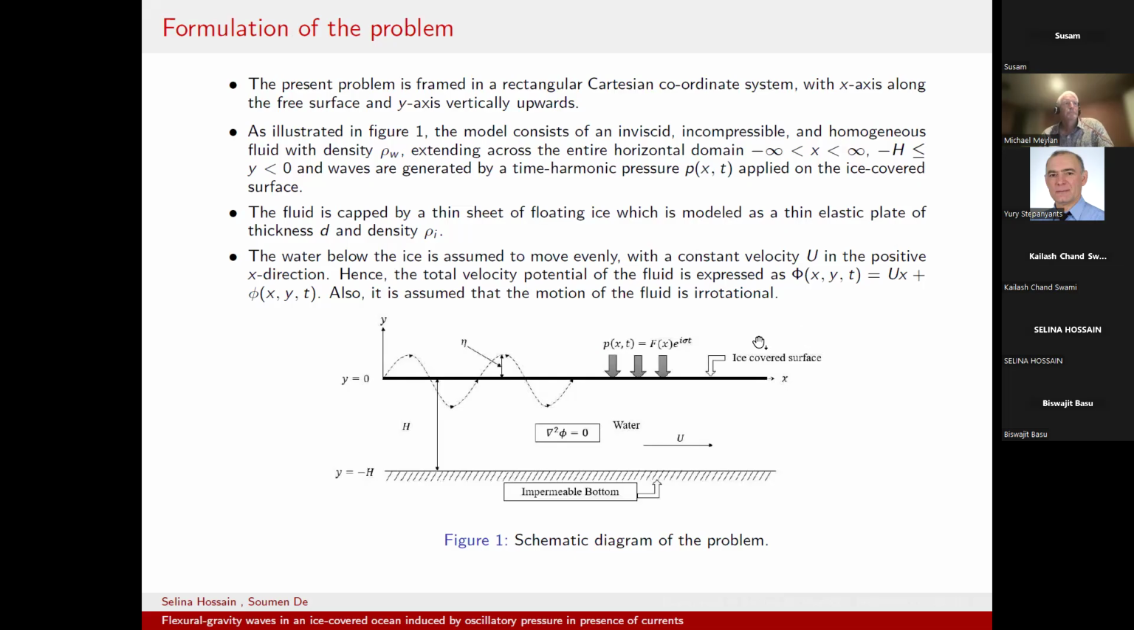And in this model, the waves are generated by a time harmonic pressure p(x,t) which is applied on the ice-covered surface. The fluid is covered by a thin sheet of floating ice which is modeled as a thin elastic plate of thickness d and density rho_I. The water below the ice is assumed to move evenly with a constant velocity U in the positive x direction. So the total velocity potential of the fluid is expressed as phi(x,y,t) as given in this expression. Also, it is assumed that the motion of the fluid is irrotational.